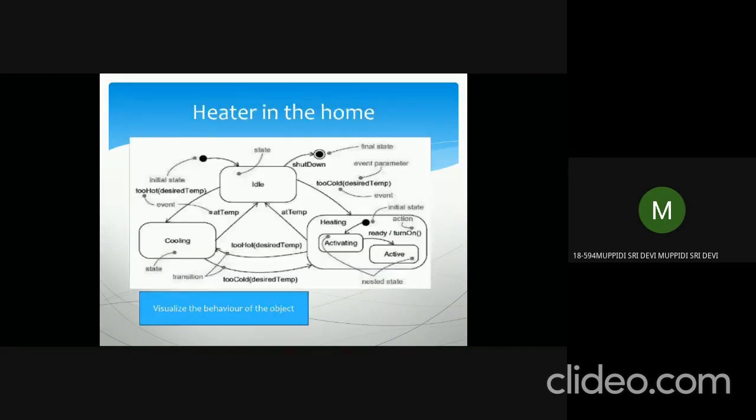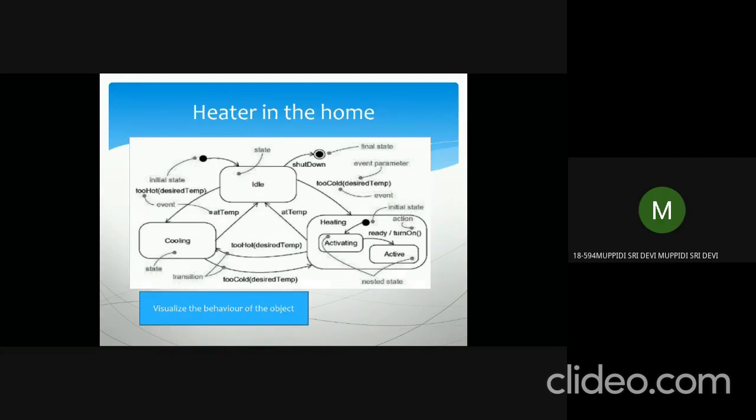Okay, so this is a simple example of a state machine. A heater in the home is also a state machine. As I told you, a state machine discusses the life cycle, the states, of a single object. This heater is an object. Using this heater, we will now discuss the various kinds of states of a heater.